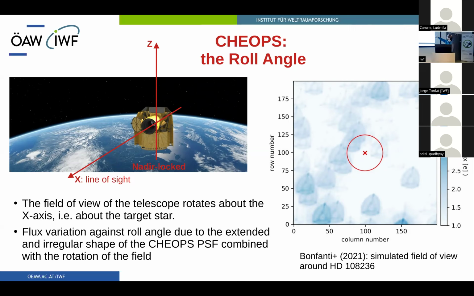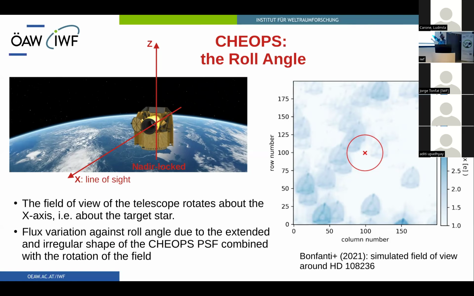Here on the right-hand side, you can see a simulated field of view around a star that was published in a previous paper of mine, where the target star was removed and replaced by this X cross, and all these pseudo-pyramidal shapes are the PSF of the stars in the background field. The PSF is the point spread function, the shape of the star on the focal plane. As you can see, it's a pseudo-pyramidal shape. It's not a circular shape. It's not a regular shape. This is because of the design of the optics of the telescope.